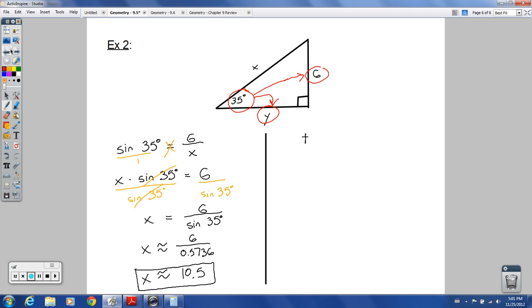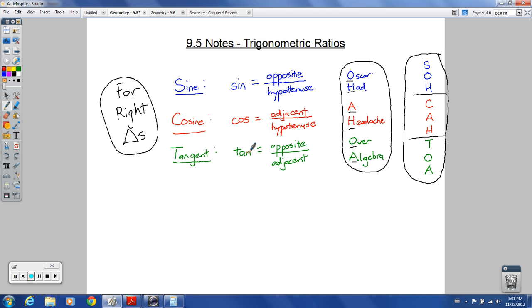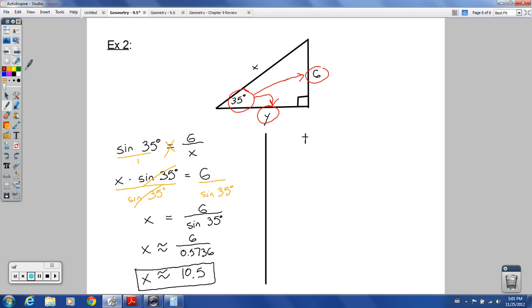Which one deals with opposite and adjacent? I started writing a t because it is tangent. So opposite over adjacent, we're going to use tangent as my ratio on this one. So I'm going to get rid of all those circles and just keep those things in mind. So here we go. Tangent of 35 degrees is the appropriate ratio to use for this one.